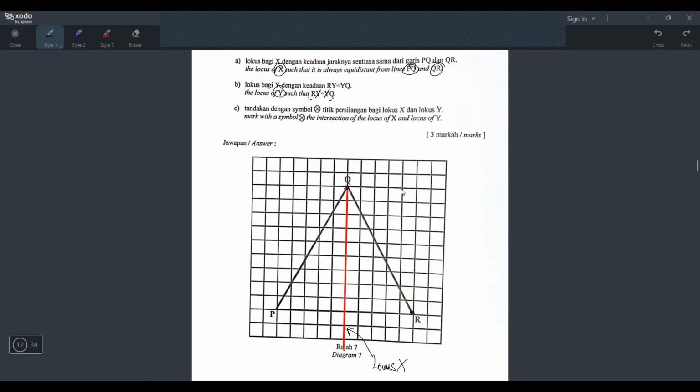So 1, 2, 3, 4, 5. 1, 2, 3, 4, 5, 6, 7, 8, 9. So 5, 9 would be 2.5, 4.5. So 1, 2, 2.5, 1, 2, 3, 4. So I think it's like this. Okay. And then draw a 90-degree line. But this time I use blue color maybe. So maybe like this.